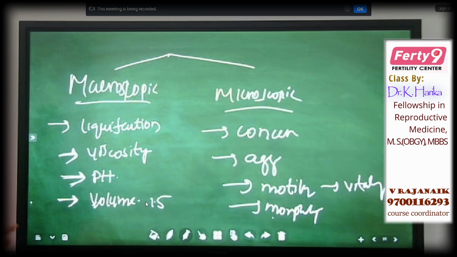See, if count is normal, that means the testis is functioning absolutely. But if the volume is less, that means there is pathology, an obstruction somewhere. There might be obstruction in the vas deferens also, but mostly it is seminal vesicle, prostate, and ejaculatory duct dysfunction.